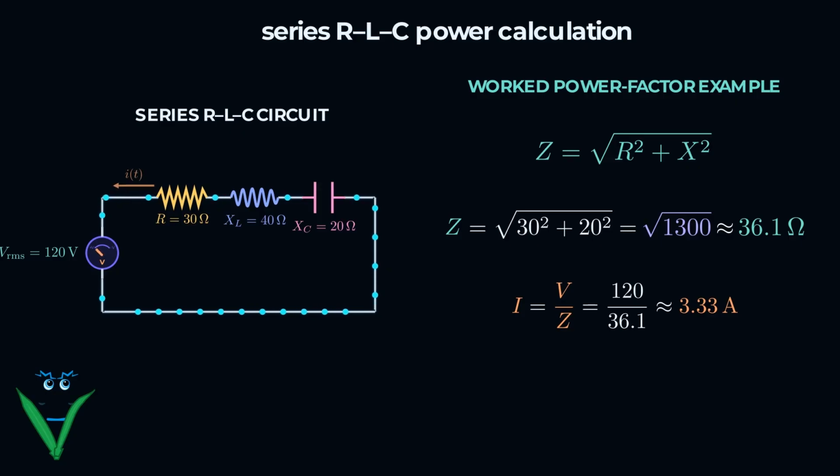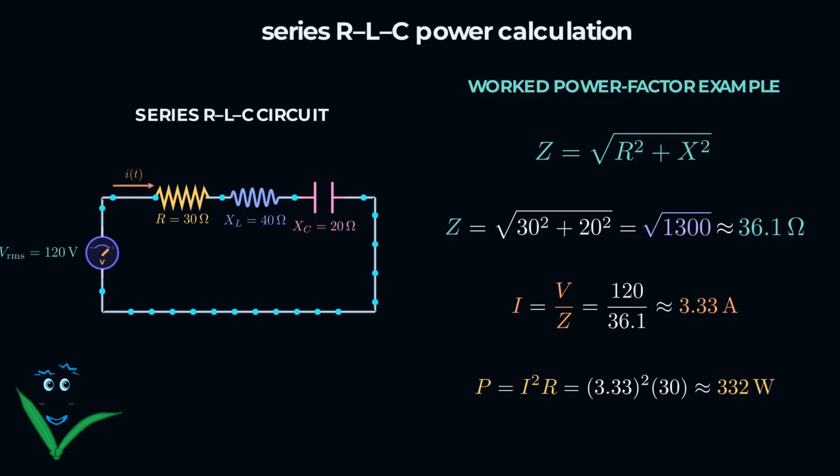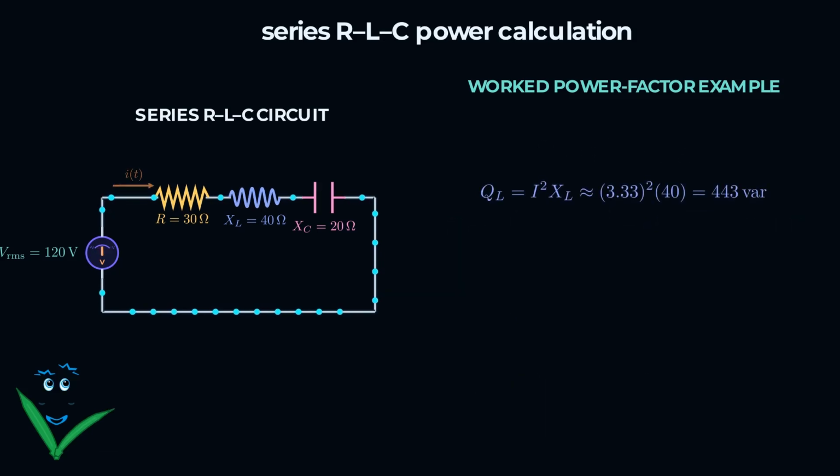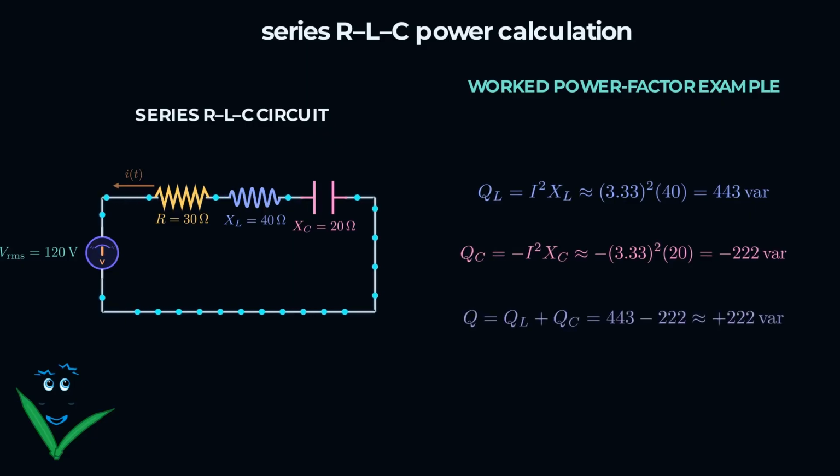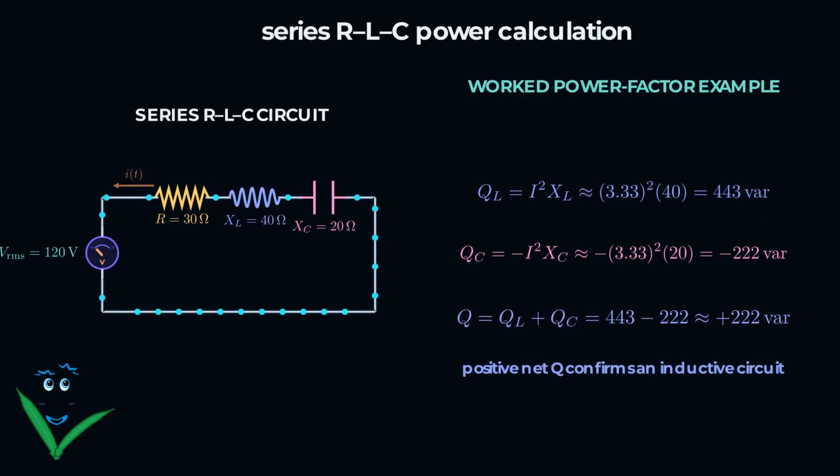The real power is found using the RMS current squared multiplied by the resistance. Squaring 3.33 amperes and multiplying by 30 ohms gives approximately 332 watts. The inductive reactive power is the RMS current squared multiplied by the inductive reactance, which gives approximately 443 VAR. The capacitive reactive power acts in the opposite direction and is approximately negative 222 VAR. The net reactive power is therefore approximately positive 222 VAR. This confirms that the complete circuit is inductive.